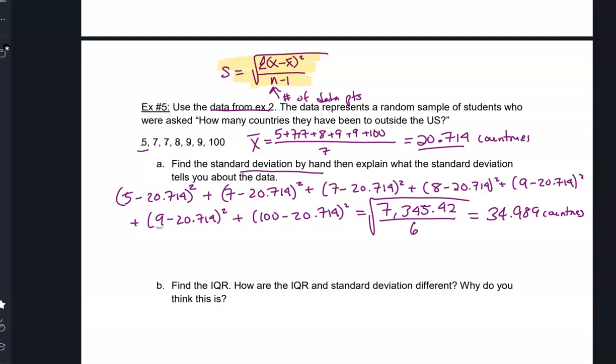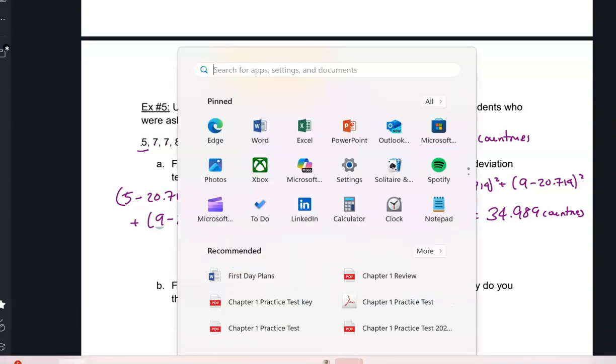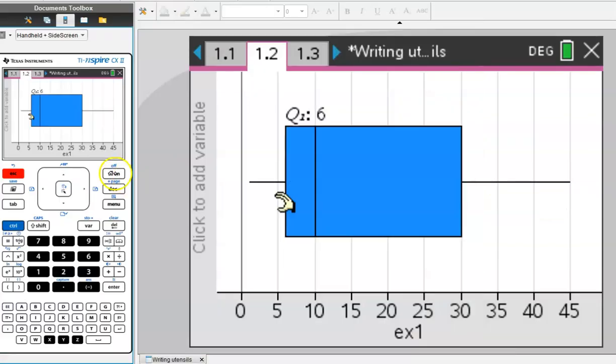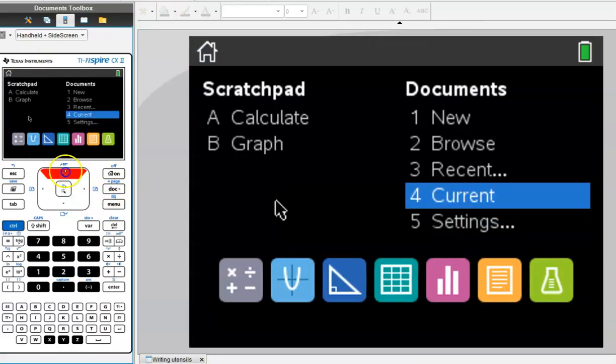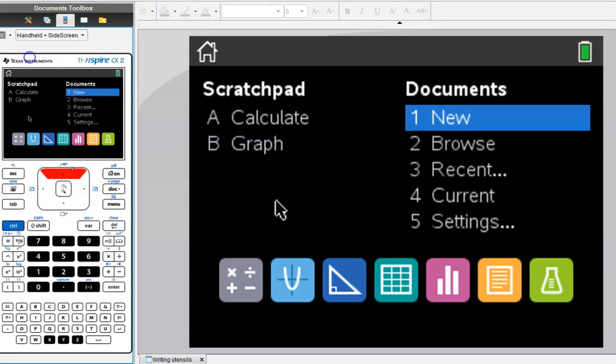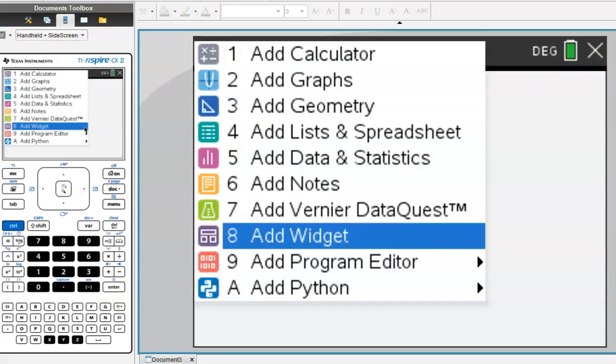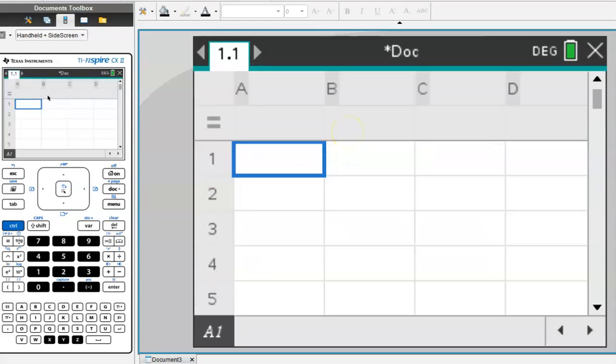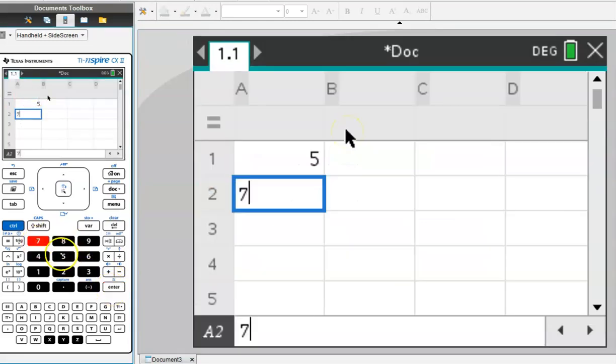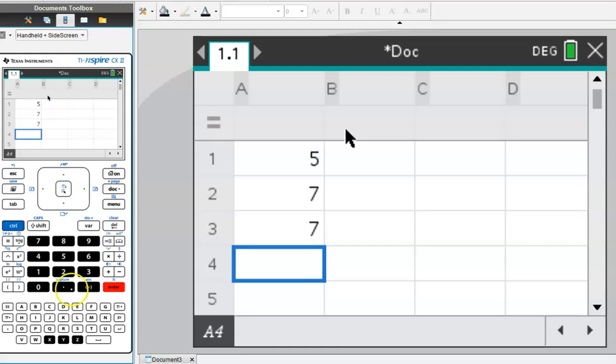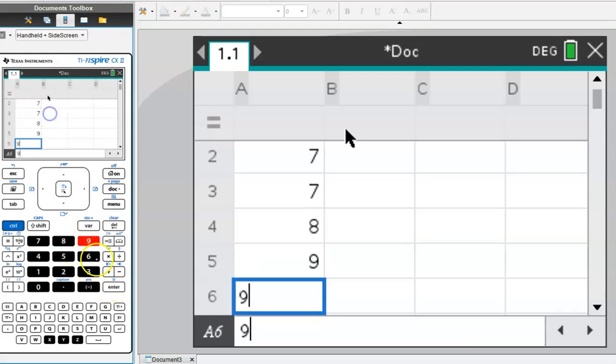But if you think about what the equation is telling you, again, average distance from the mean, that's pretty powerful. It is a very powerful measure of spread. Okay, so let's go to our calculators. Go ahead, select a new document. I don't want to save this because I've got the original data saved. Go ahead, enter the numbers here. So 5, 7, 7, 8, 9, 9, 100.